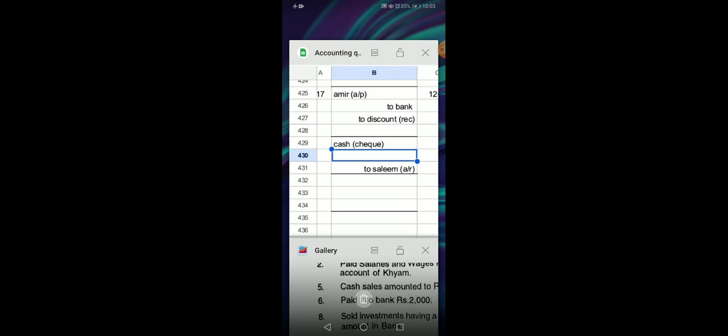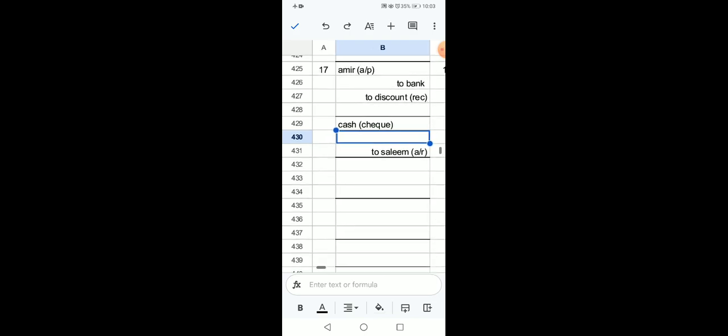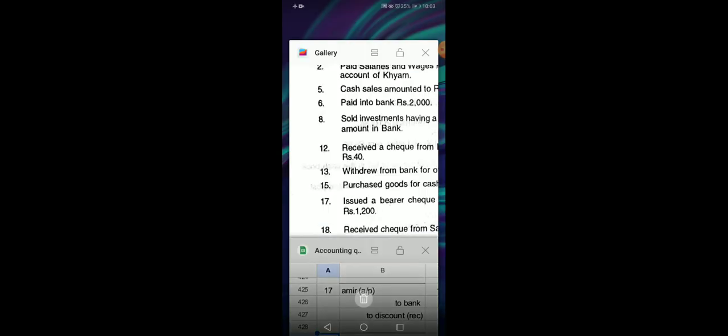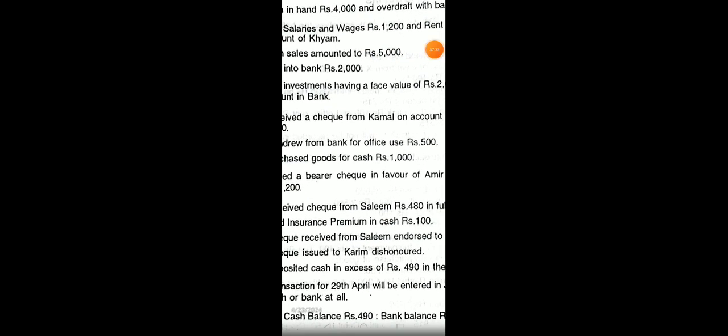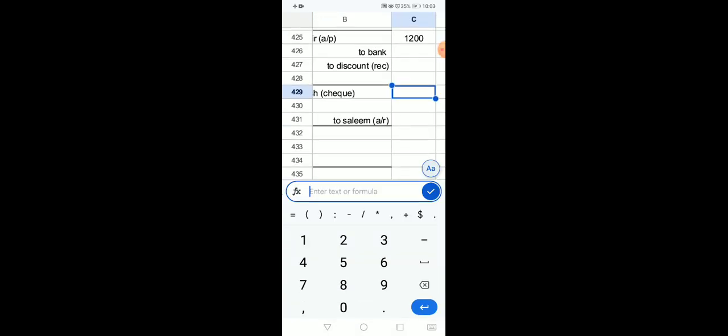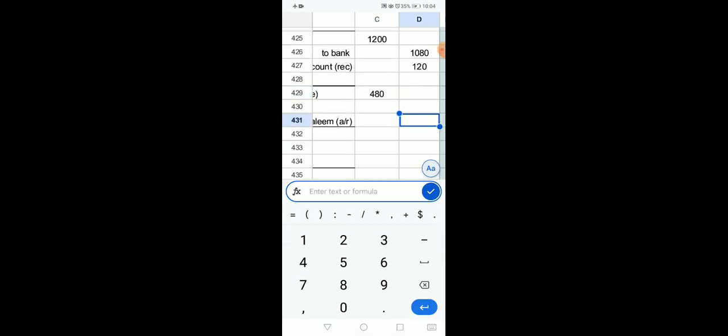Let's check the amount. We haven't mentioned the date again, while we were supposed to write the date in the first step. 18th is the date. 18 should be written in the date column. The amount of the check was 480. So the amount 480 should be written in front of cash, because it's the amount of the check. Full settlement means how much amount was receivable. 500 was the amount receivable from Salim, so you will write 500 over here.